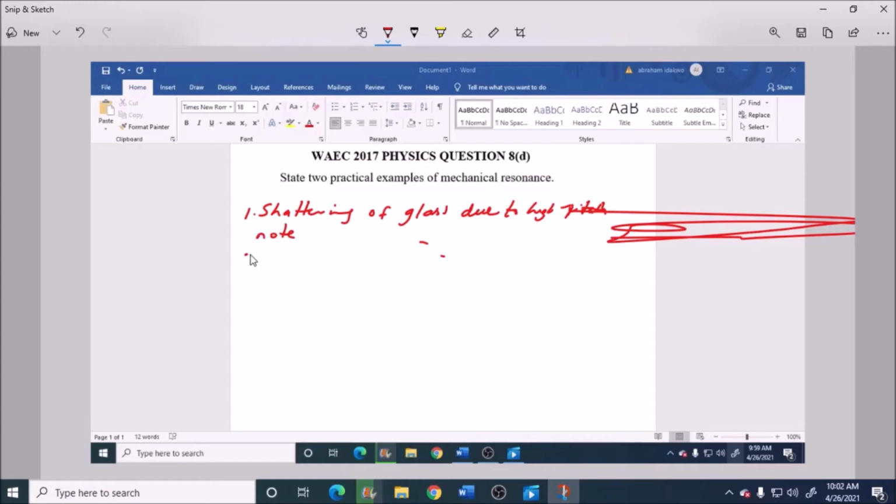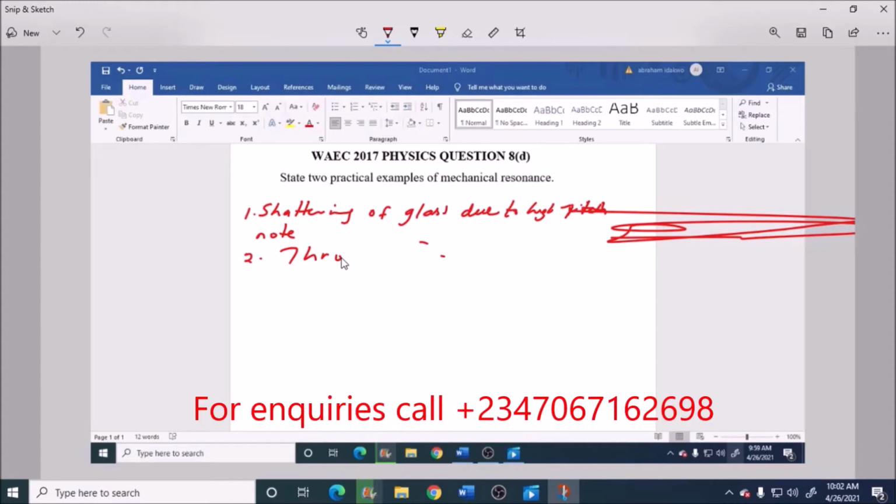Number two, throwing of paper rider from a vibrating stretched string.